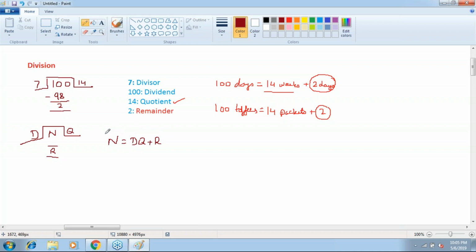In the above example, when 100 was divided by 7, is 100 equal to 7 into 14 plus 2? Yes, it is. Second thing, when this r is subtracted from n, the number is a multiple of d. Yes, the number is divisible by d.